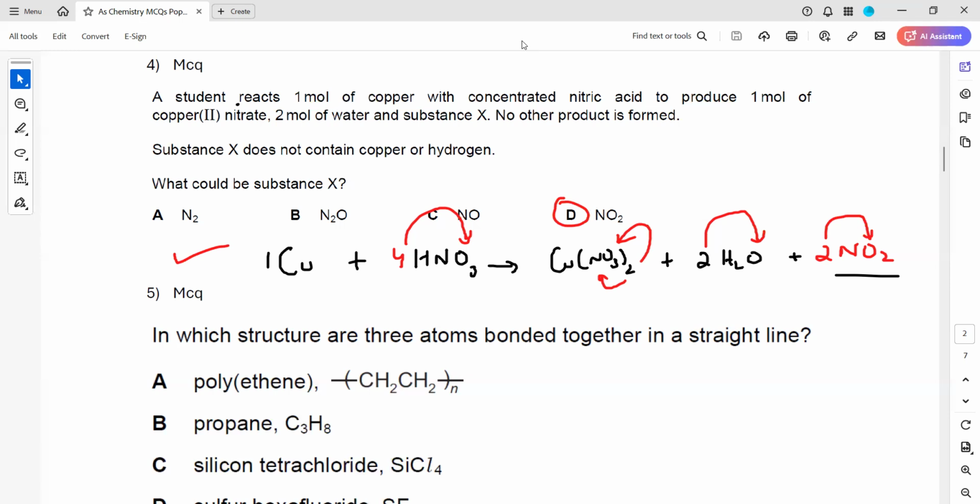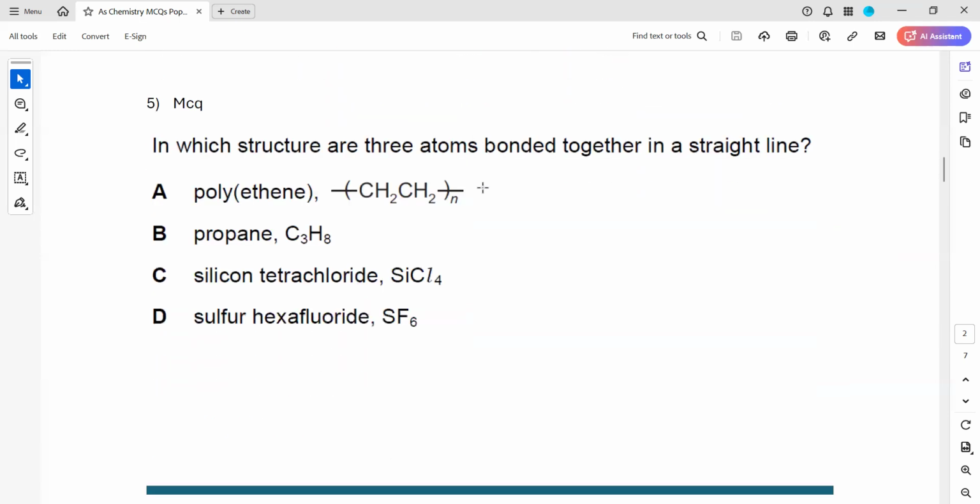The next one is related to in which structure are the 3 atoms together in a straight line. So you can just identify the bond angles. As you can see, a carbon is there, and it's forming a single bond. Whenever a carbon is forming a single bond, it will be a tetrahedral structure with a bond angle of 109.5. To be in a straight line, the bond angle should be 180. One of the bond angles should be 180.